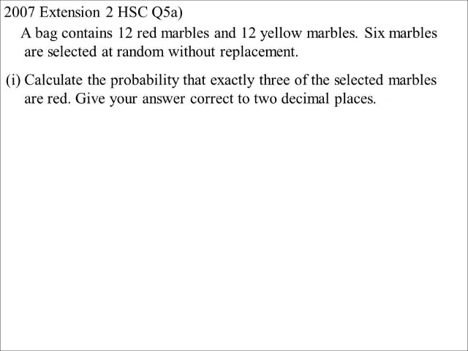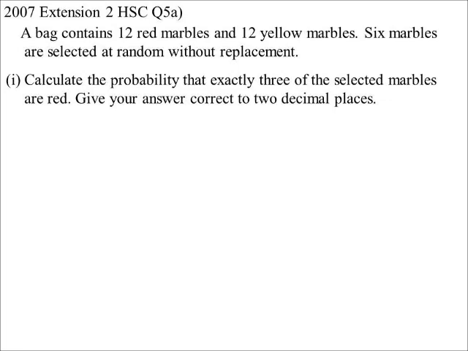Also from 2007. A bag has 12 red marbles and 12 yellow marbles. 6 marbles are selected at random without replacement. Now, without replacement is a key. Remember, if it's with replacement, then you can't use the permutations and combinations idea. You've got to go back to the basic counting principle. But if it's without replacement, we can use the permutations and combinations idea. We want the probability that exactly 3 of the marbles are red.